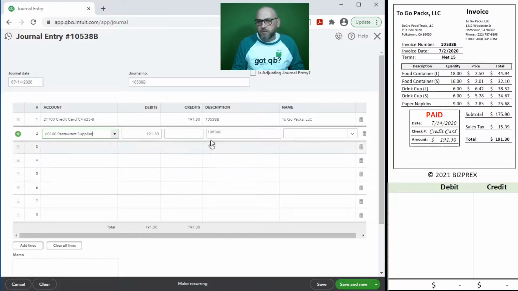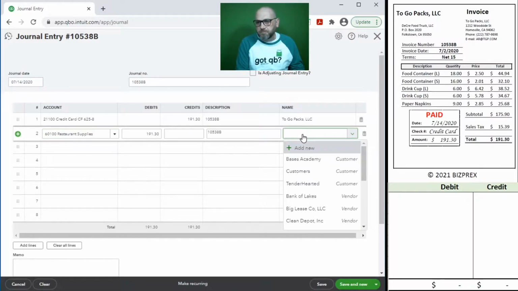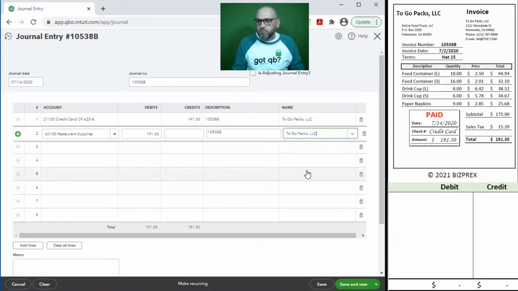So again, we have our debits and credits. Good to go, right? We know what's being debited. We know what's being credited. Expenses being debited. Expenses go up when debited. Makes sense. 6,100 will be increased. And our liabilities go up when credited, right? And account 21,100 will go up as well when it is credited.